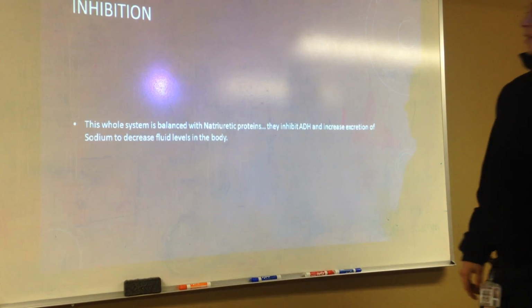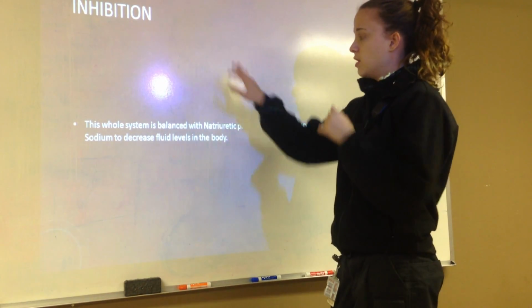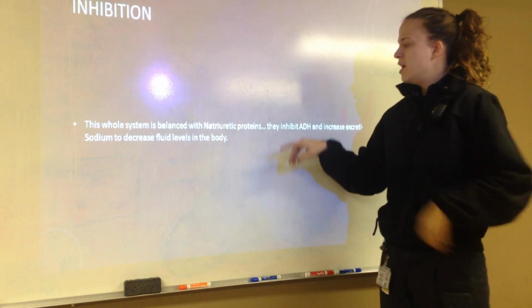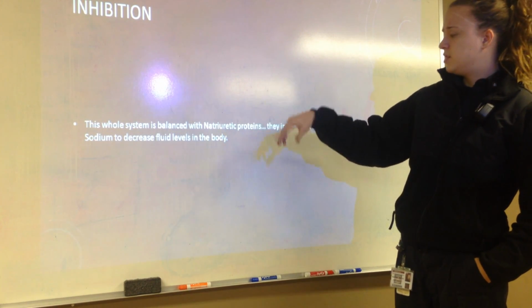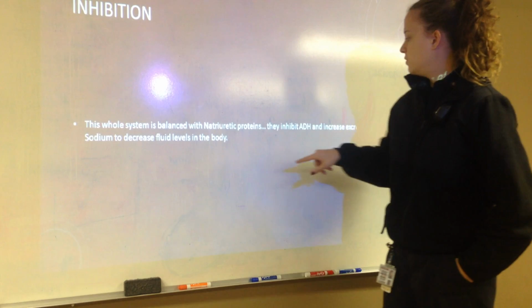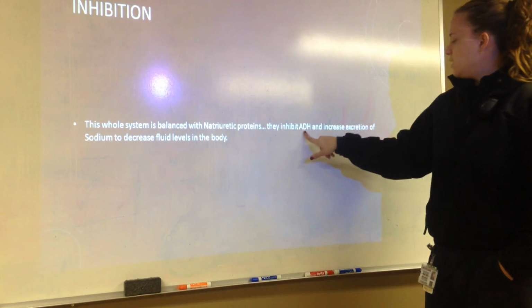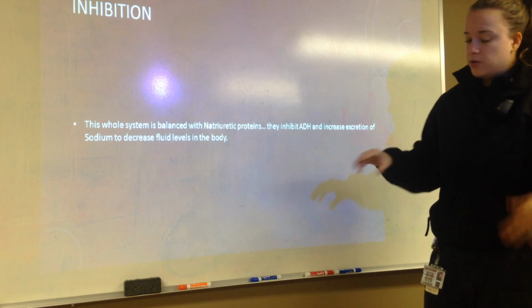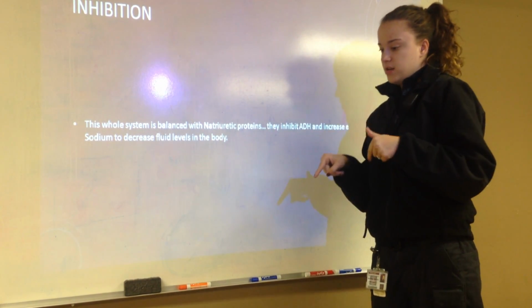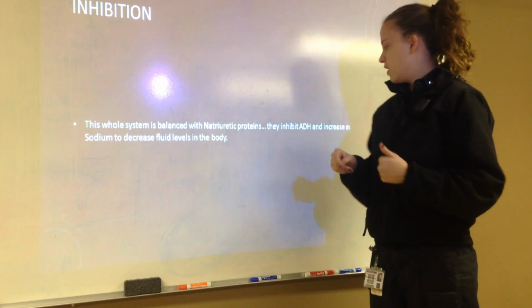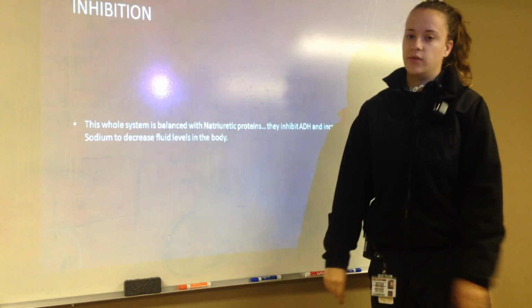And then I always like to look at, if we have this, then what is the counterbalance of it? So inhibition of the RAAS system, I'm not really sure how to say that, natriuretic proteins, I don't know. Sodium, essentially, proteins. And they inhibit ADH. And if they inhibit ADH, if they inhibit antidiuresis, they're going to cause diuresis. So they increase excretion of sodium to decrease fluid levels in the body.